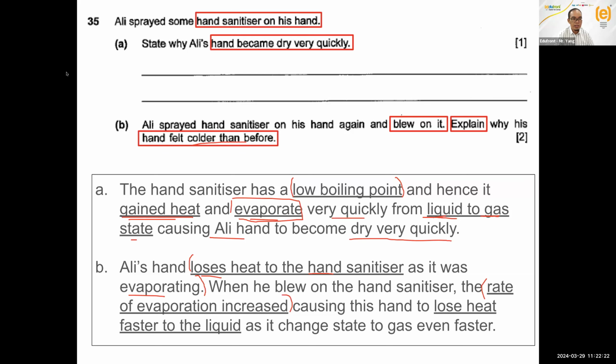All right, understand everyone? Okay, good. So how do you find this question? Doable or not if it comes out in the PSLE? Aisha? Easy. Okay, good.